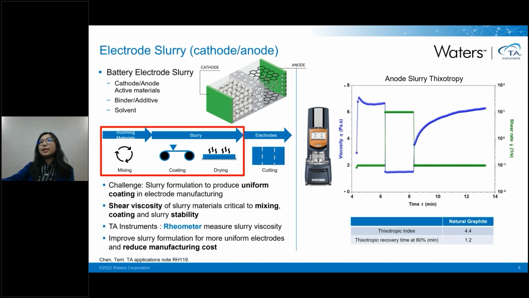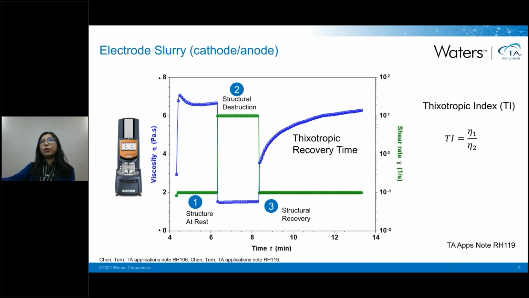What it does is give you a thixotropy index, which shows the difference between the high shear rate and low shear rate viscosity, and the thixotropy recovery time. We will come back to the recovery. Typically, the thixotropy measurement involves three steps.